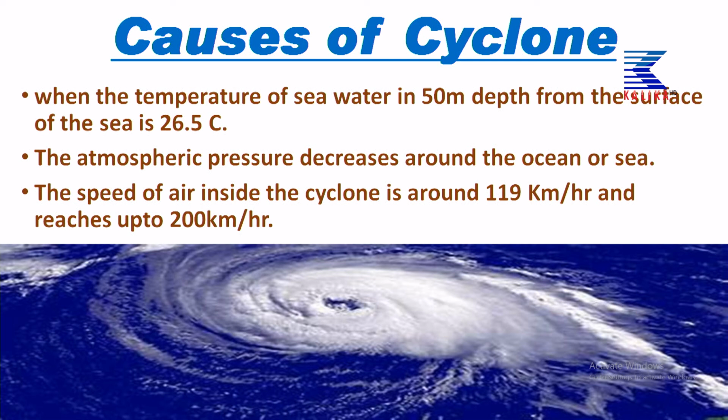Causes of cyclone. What causes a cyclone to form? When the temperature of the sea water at 50-meter depth from the surface is about 26.5 degrees Celsius, the atmospheric pressure decreases around the ocean or sea. The speed of the air inside the cyclone is around 119 km per hour and reaches up to 200 km per hour. That keeps on going continuously, causing a cyclone.